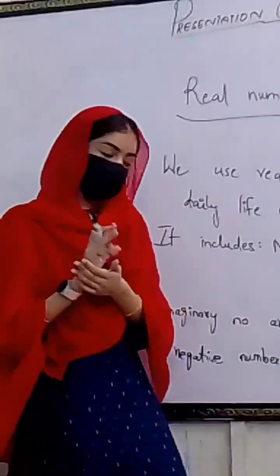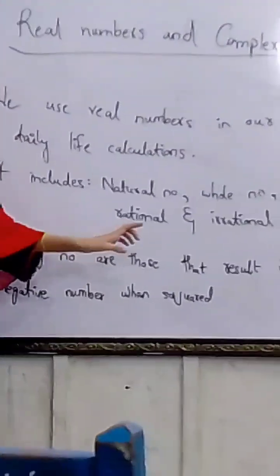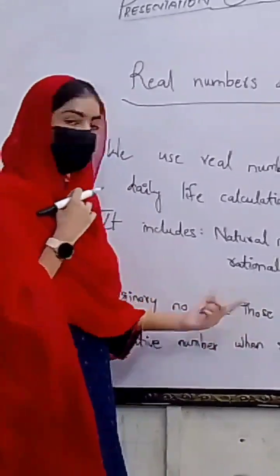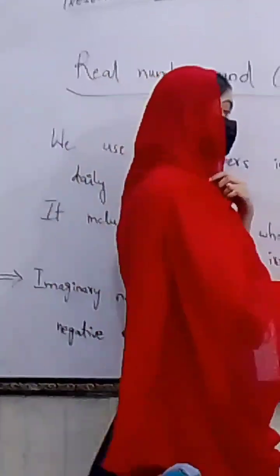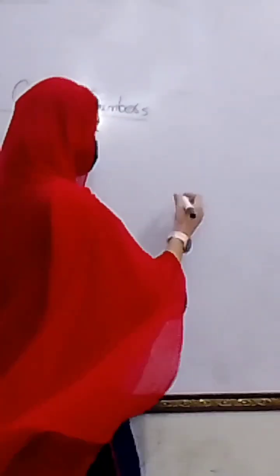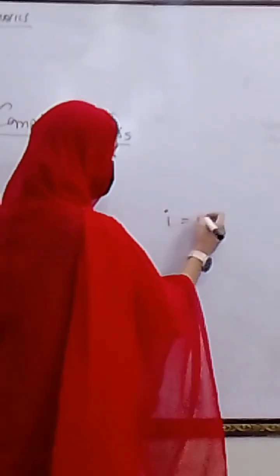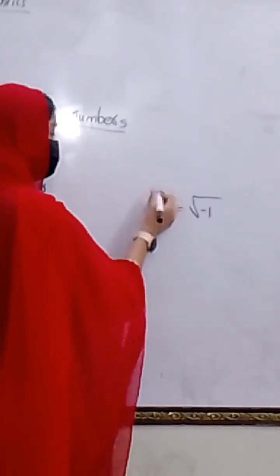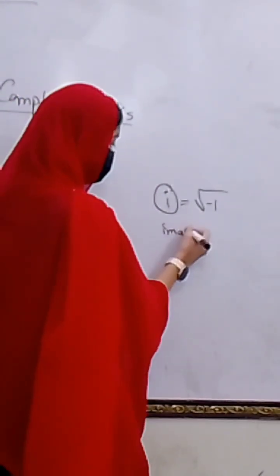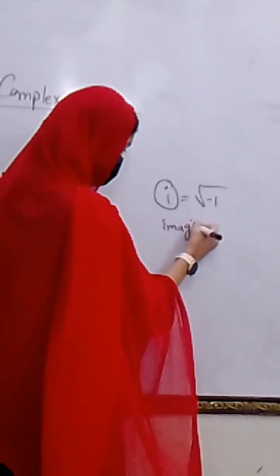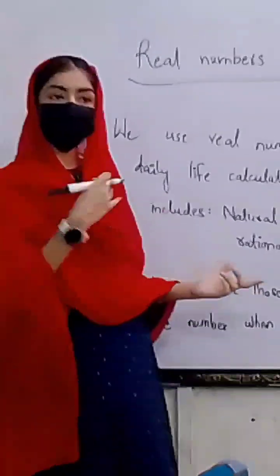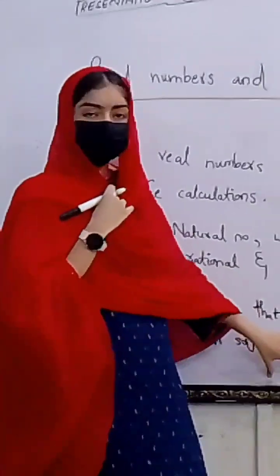Imaginary numbers are those numbers that give us a negative result when we square them. The most basic form of imaginary is the square root of negative 1, and this symbol is the imaginary unit, and we call it iota. This is one of the examples of imaginary numbers.